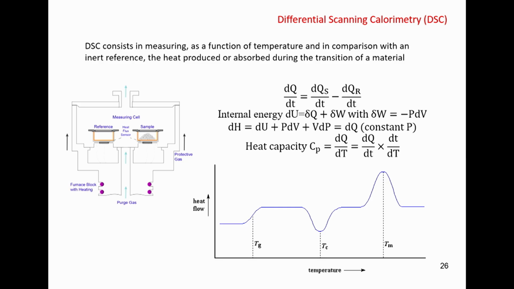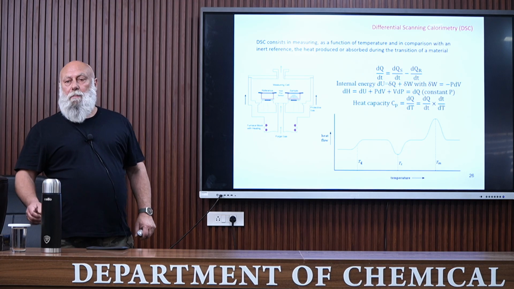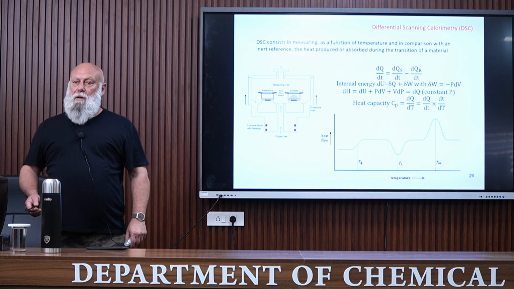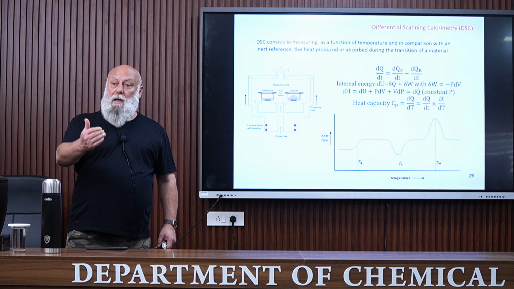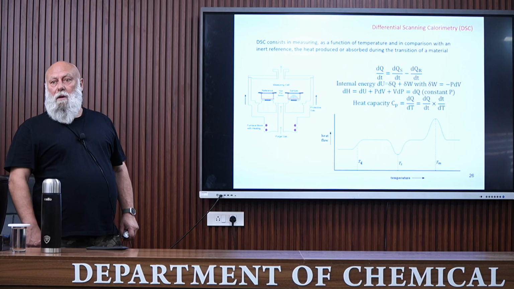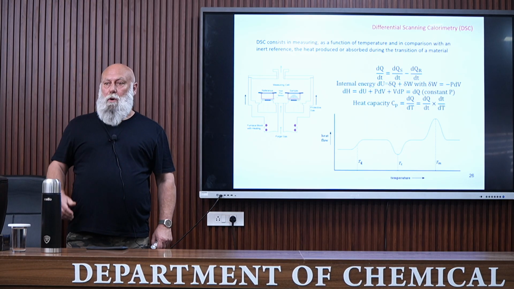Of course, if no transition occurs in the material, the same heat flow is provided to the sample and to the reference. What we measure is the difference in the heat flow, meaning that if there is no transition, you don't measure anything. But if there is a transition, let's say, for example, an endothermic transition in the sample, it is necessary to provide energy to the sample for the transition to occur.